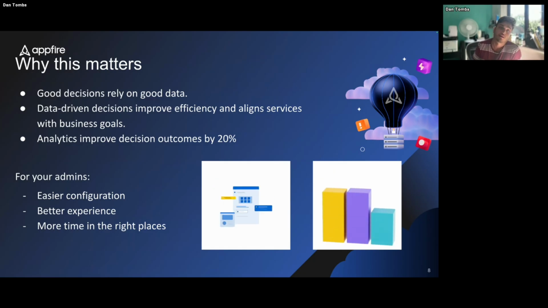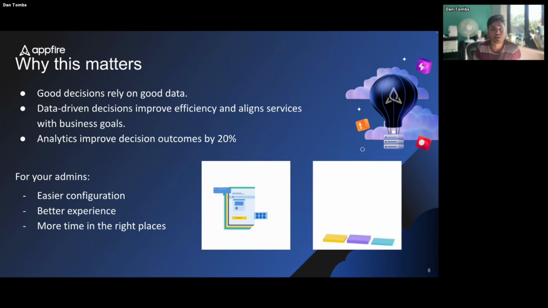Now, McKinsey, earlier in 2025, I think it was back in January or February actually, identified that organizations leveraging analytics inside those decision makings would improve the outcome by about 20%, which is insane.